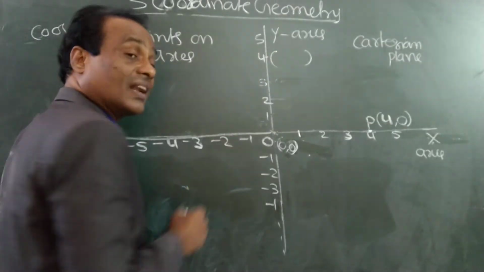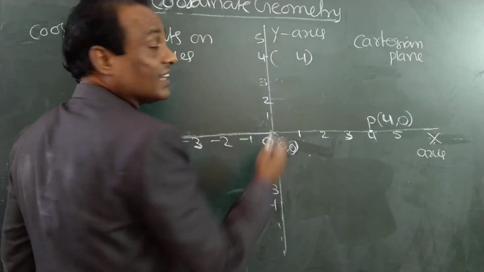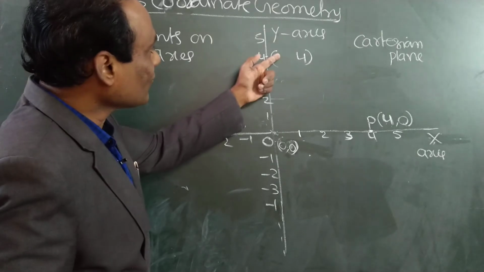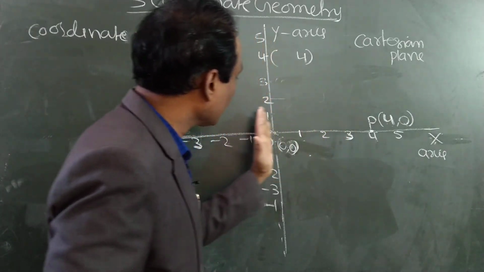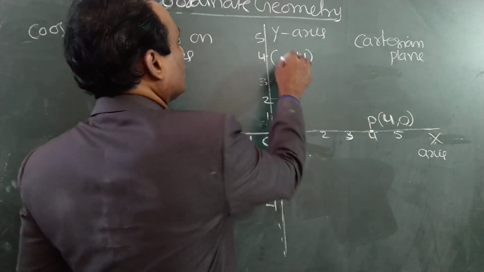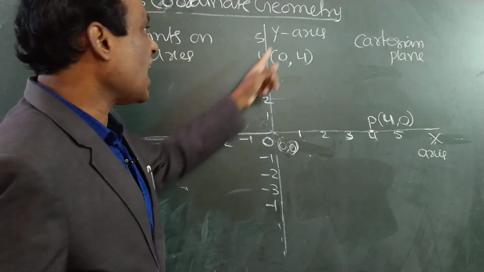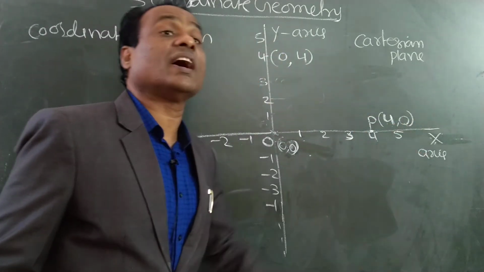Suppose if I want the coordinates here, so y value of course 4. Y value should be written second. So what is x value? X value is 1 here, 2 here, 3 here, minus 1 here, minus 2 here, but here it is 0 only. So 0 comma 4. So on y-axis x value is 0, on x-axis y value is 0.